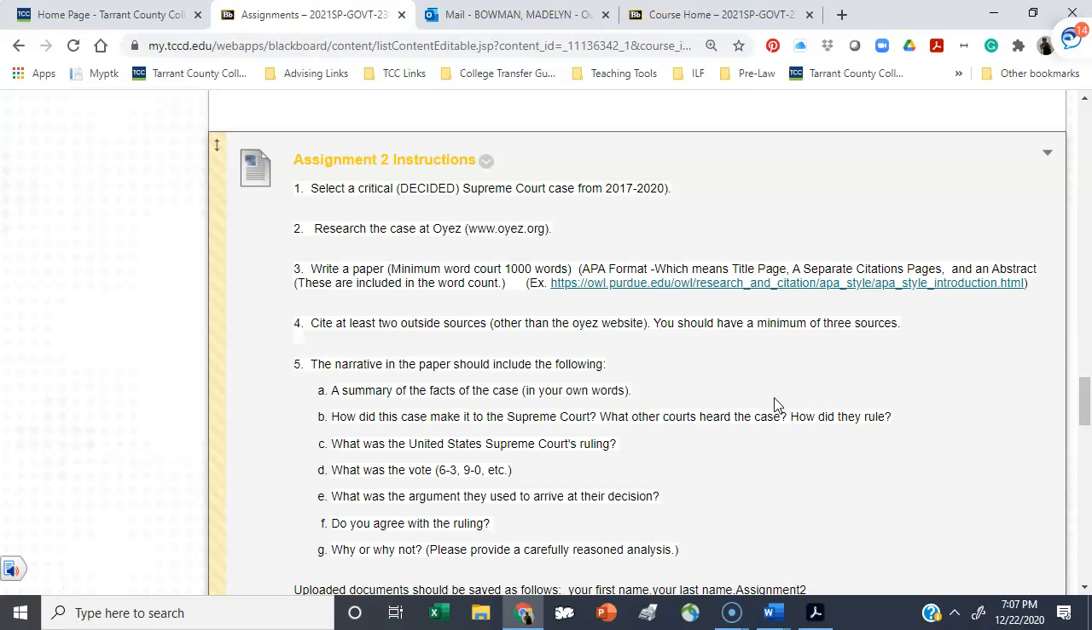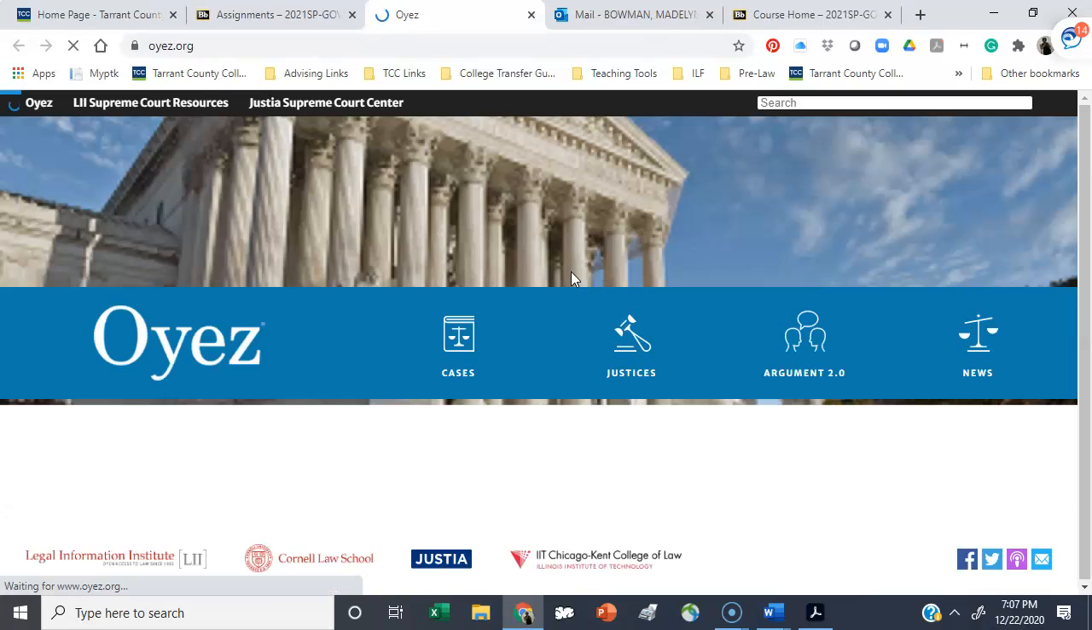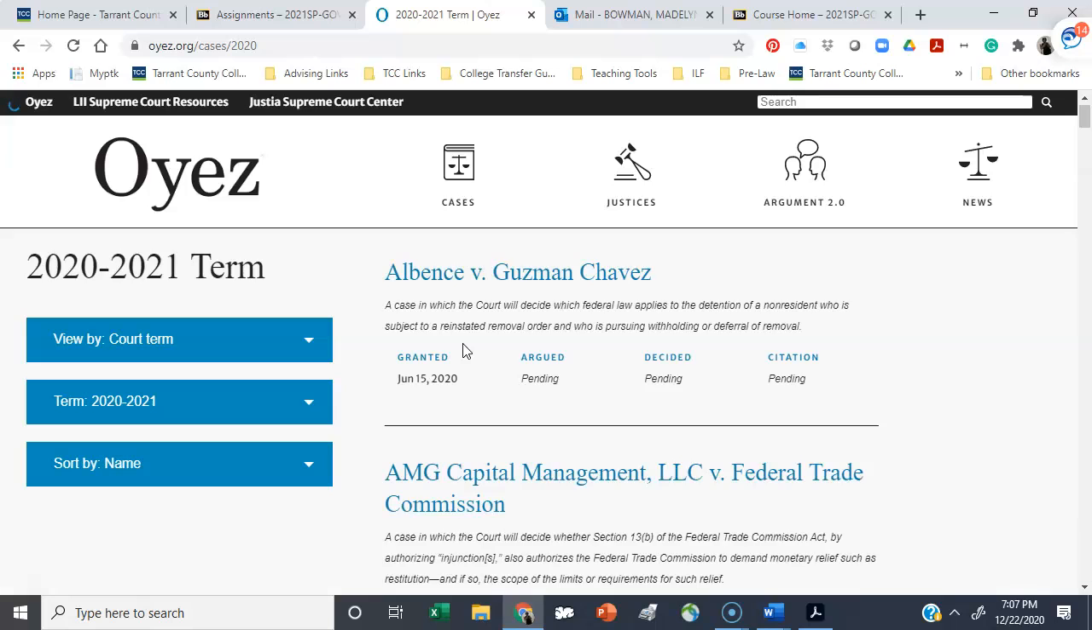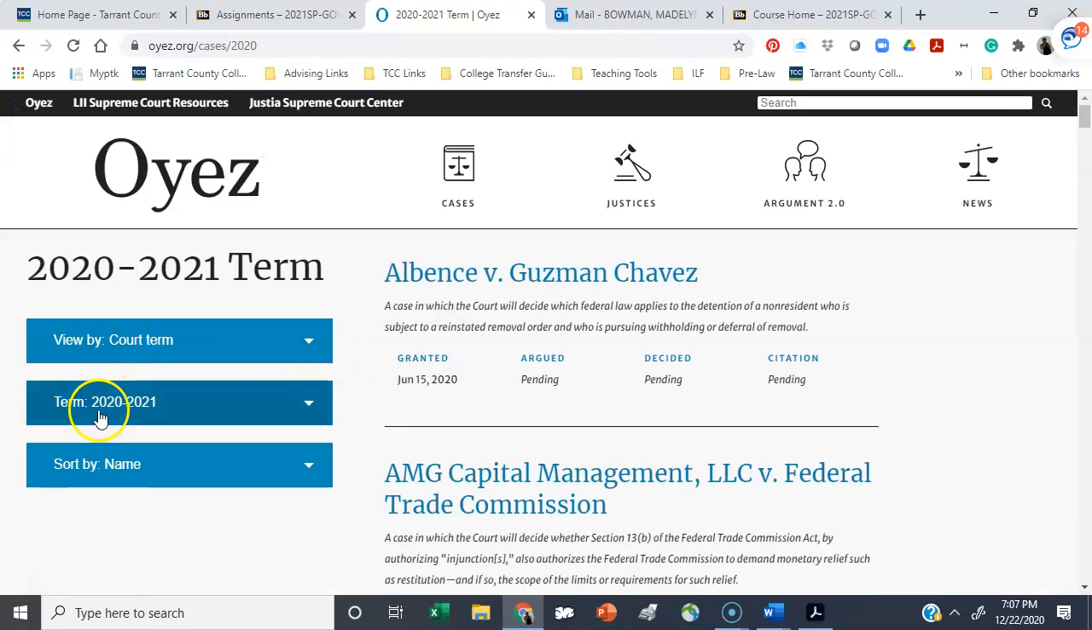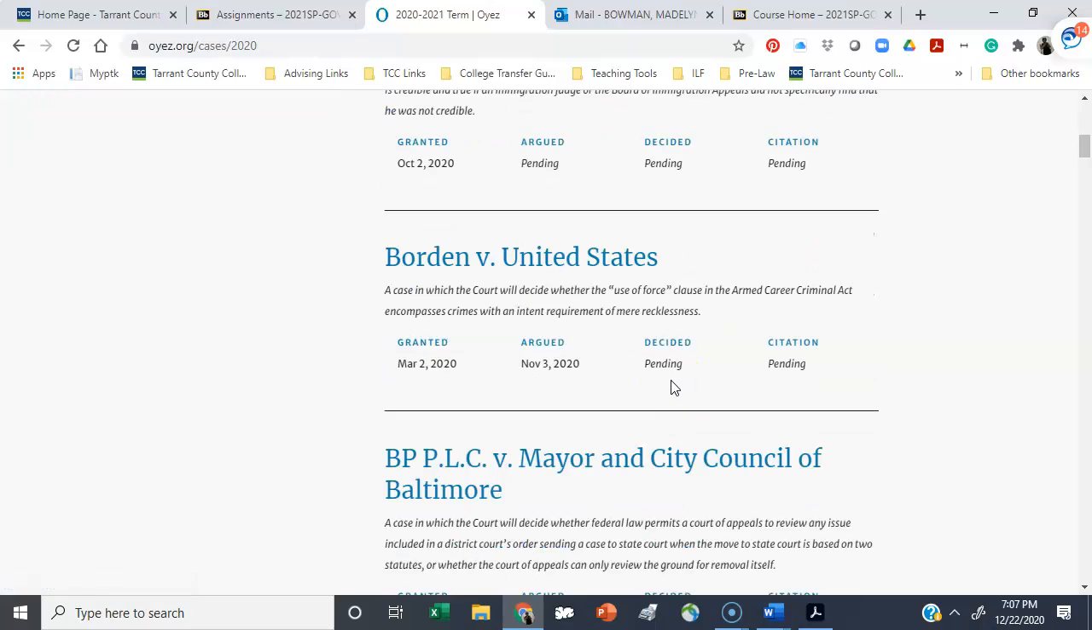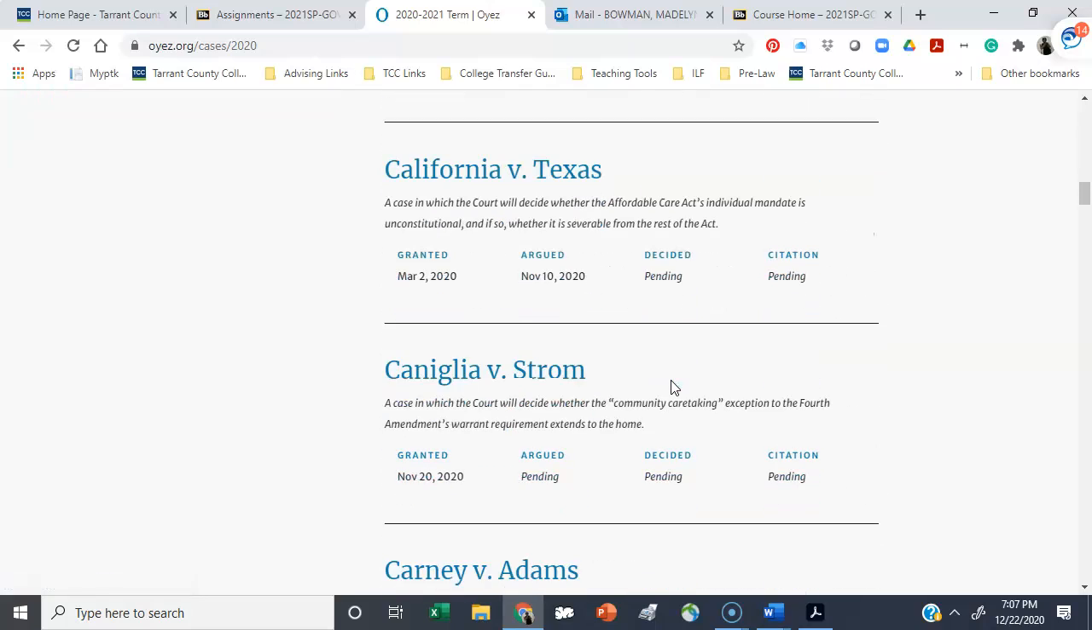What it says is that you need to go to the website oyez.org. oyez.org is a project that was done by Cornell Law School and Chicago Kent School of Law, and they have done this beautiful thing. They have summarized cases. So what you are going to do, instead of reading an entire court case, which can be 100 pages or more, you will go to the website and choose a case.